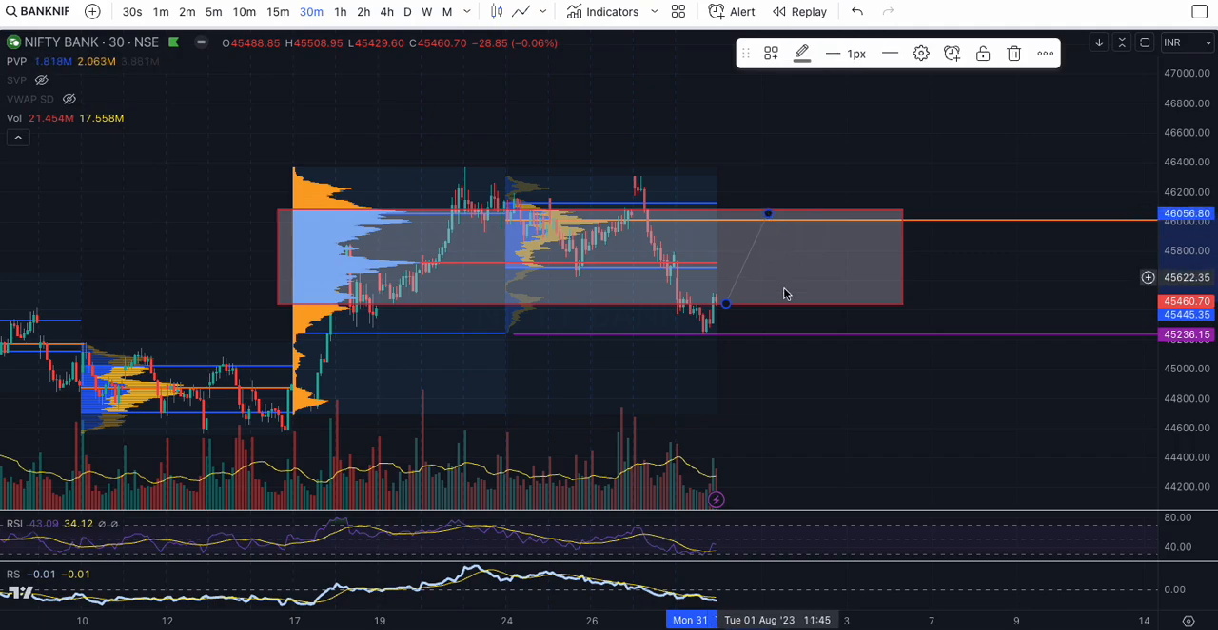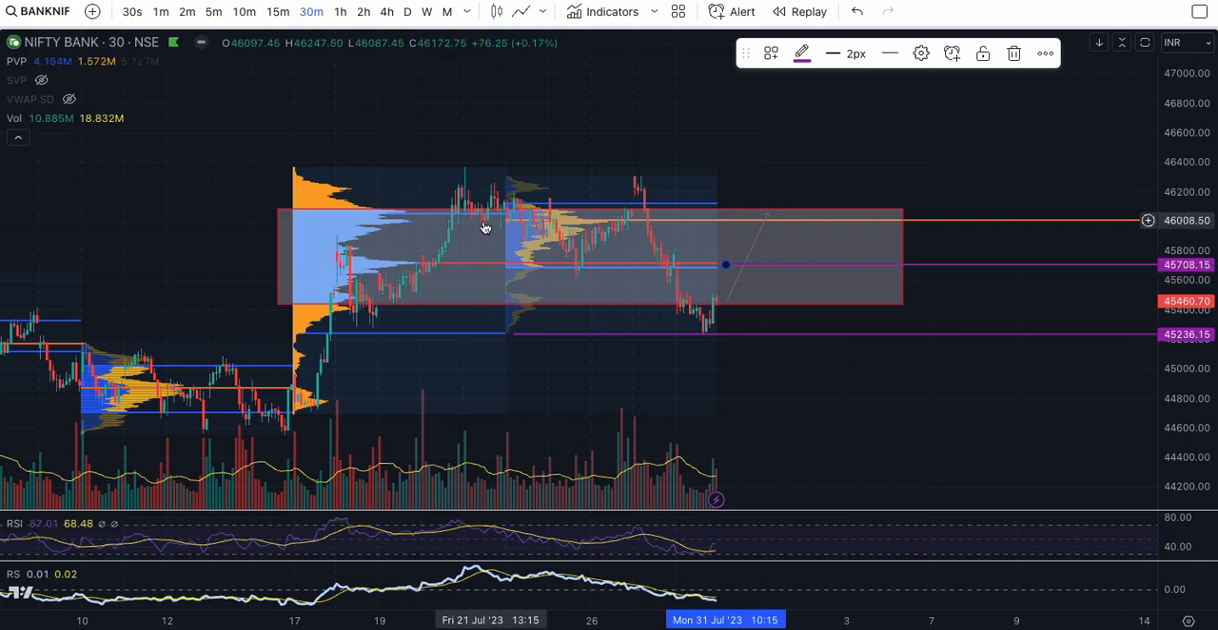My first target actually would be the point of control as I go higher. This will be my point of control, so that would be my first target for the week as I go long, and the second target would be the top of the value area high. These are the two targets that I will trade with for this current week.